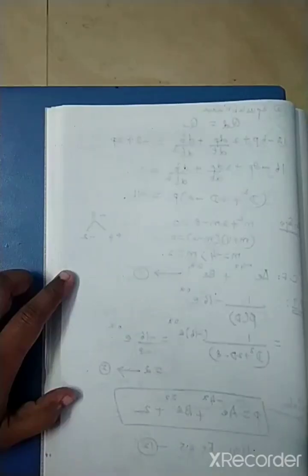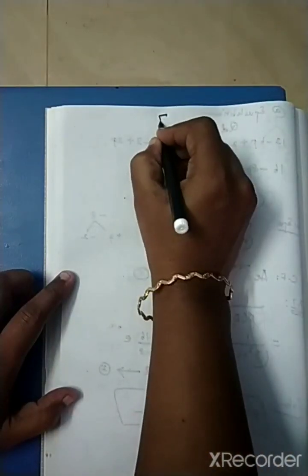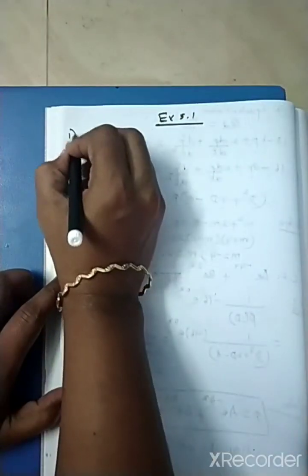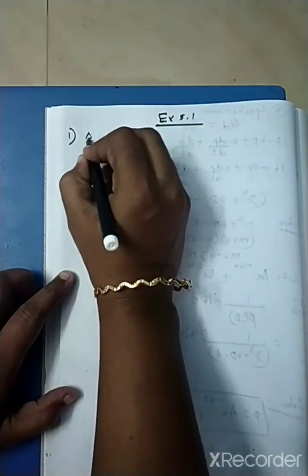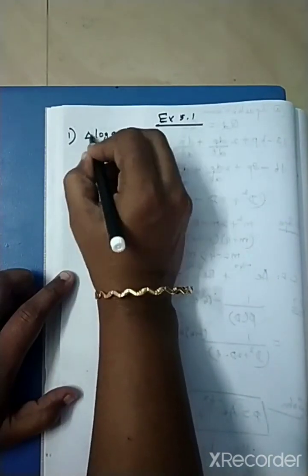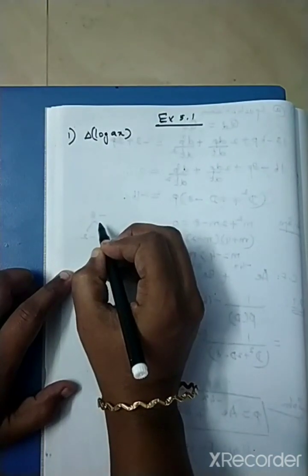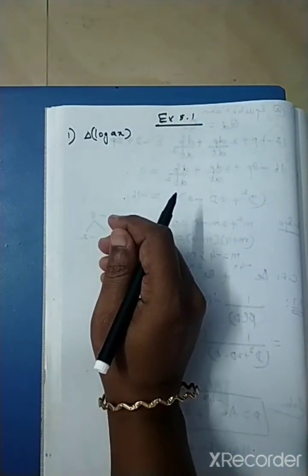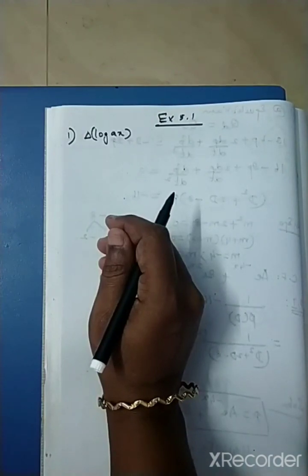Now we are going to the exercise. Exercise 5.1. First one, it says delta log of AX. Okay, delta into log of AX. You have to evaluate delta log AX.